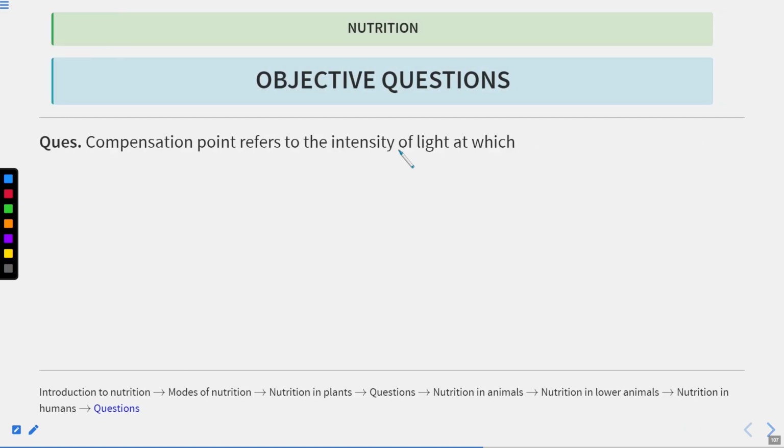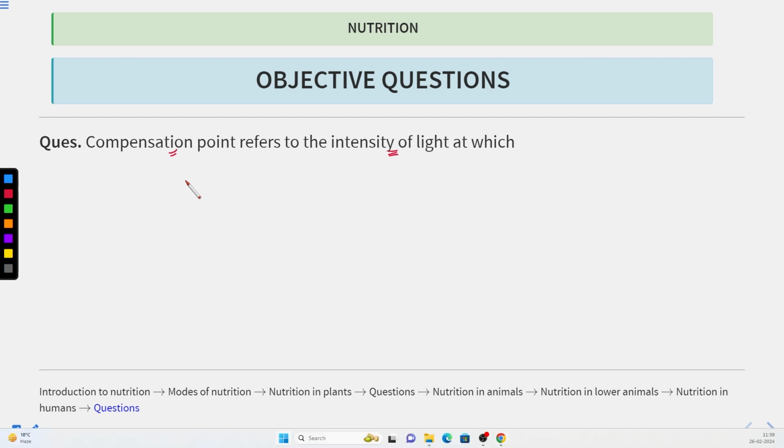This is the first question. In this question, they are asking about the compensation point. The question is: the compensation point refers to the intensity of light at which... Before talking about this question, we should first know what the compensation point is. We have already discussed it in our previous lecture.